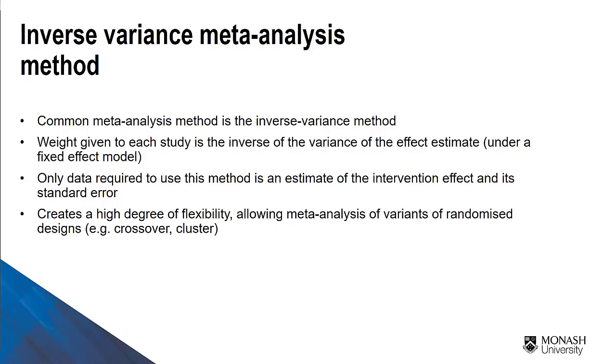Under a random effects model, there's a slight adaptation to the weights that incorporates the estimate of the between study variance. The only data that's required to use this method is an estimate of the intervention effect and its standard error. And because of this, it creates a high degree of flexibility and allows us to incorporate these other study designs in our meta-analysis.